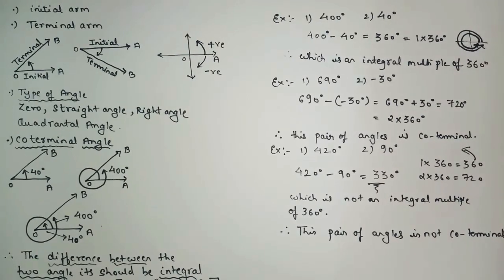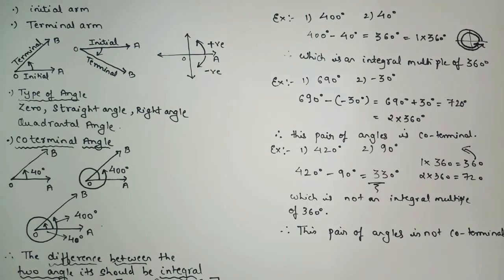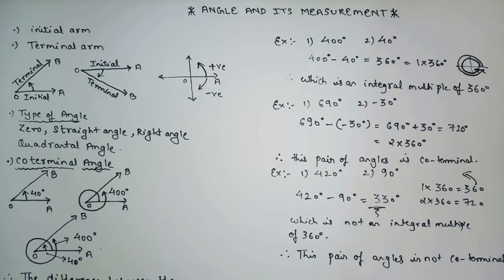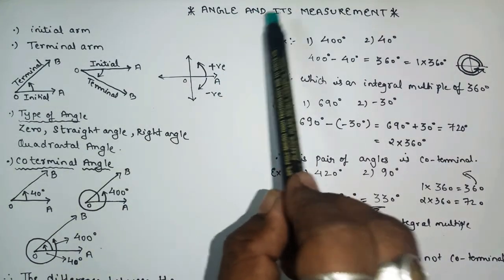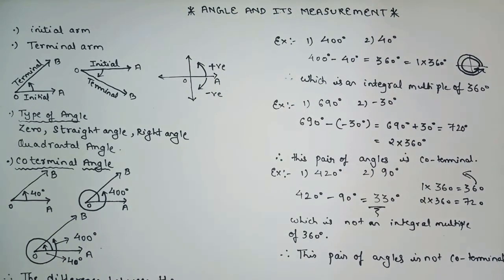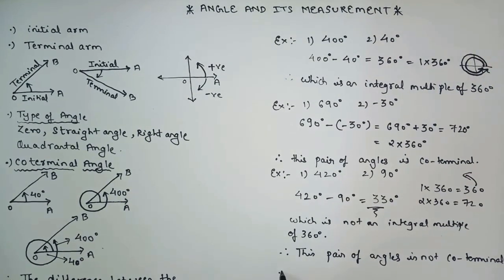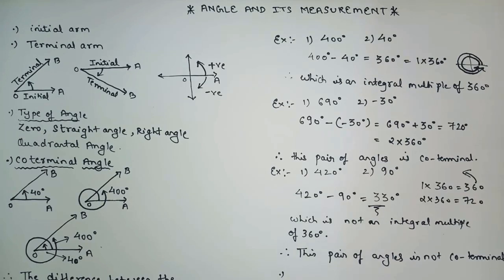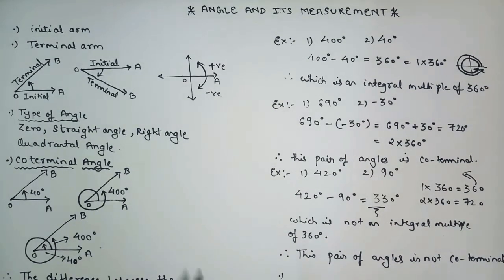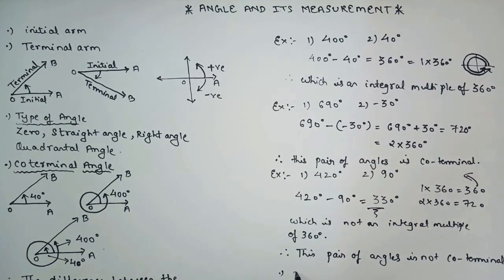So now let's begin with the main concept of this chapter. As the name of the chapter says, angle and its measurement. Now say one thing: till 9th and 10th standard, we used to measure the angle or say the angle in terms of what? Basically we use the word degree, yes or no?